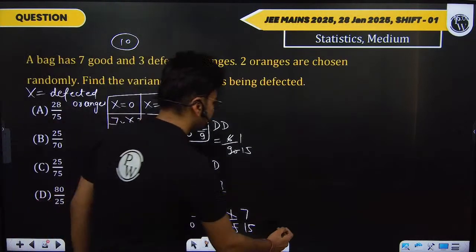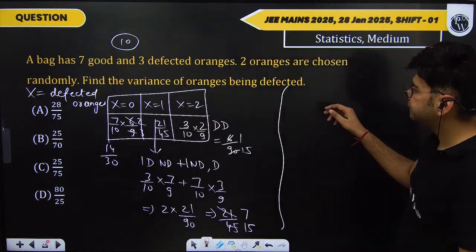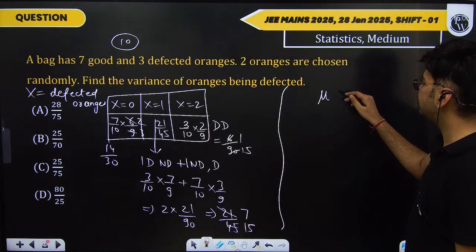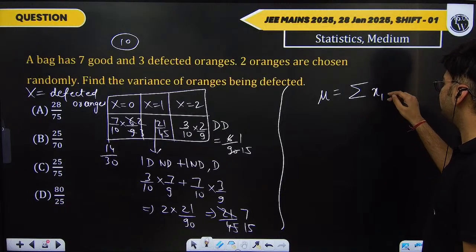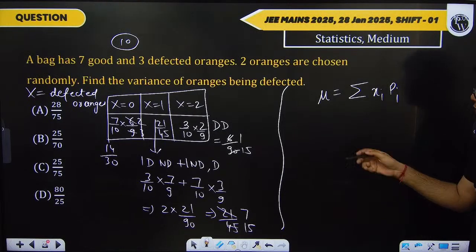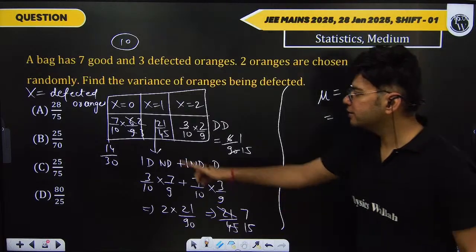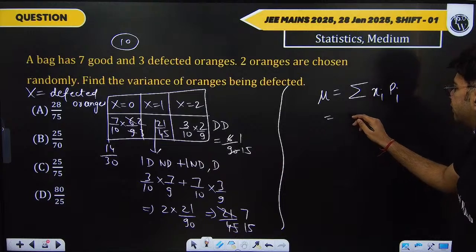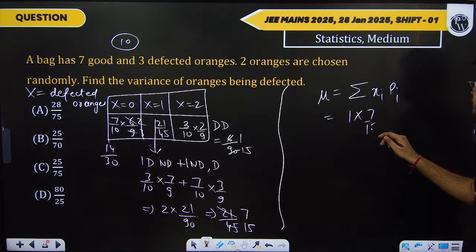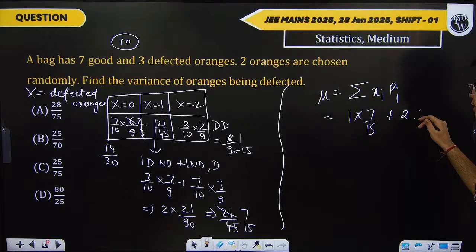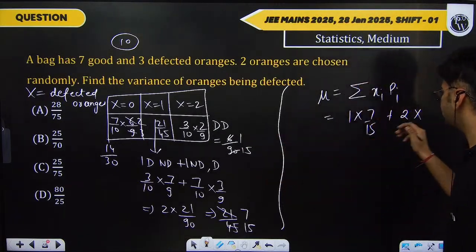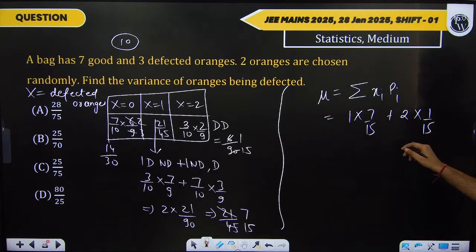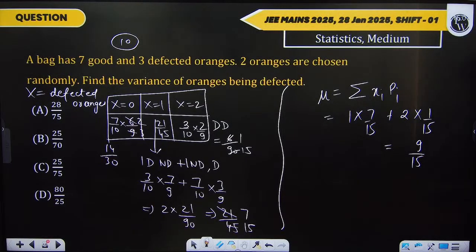So here, what is my mean? Mean can be written as sigma of xi into pi. So what will I get? 0 multiplied by anything is gone. 1 multiplied by 7 by 15 plus 2 multiplied by 1 by 15. So I am getting 9 by 15. This is your mean. This is coming out as 3 by 5.